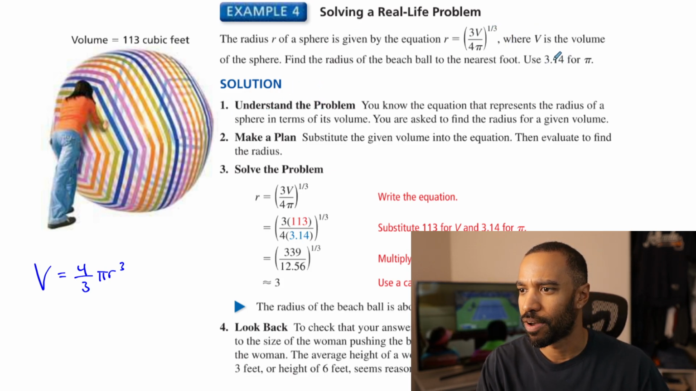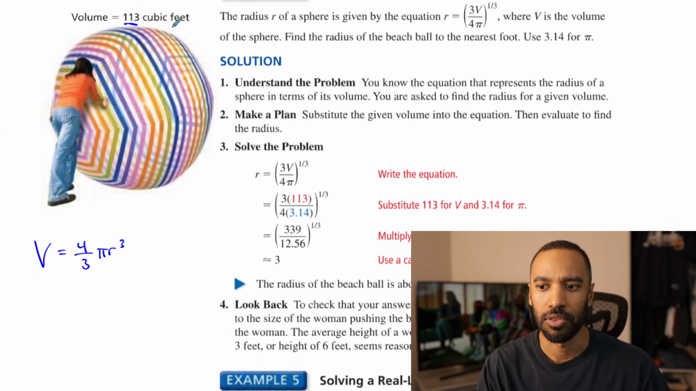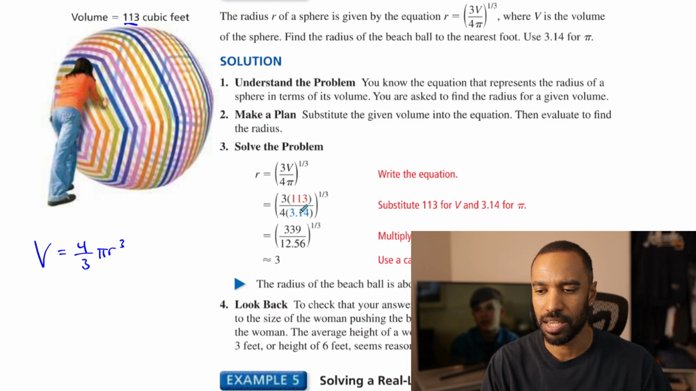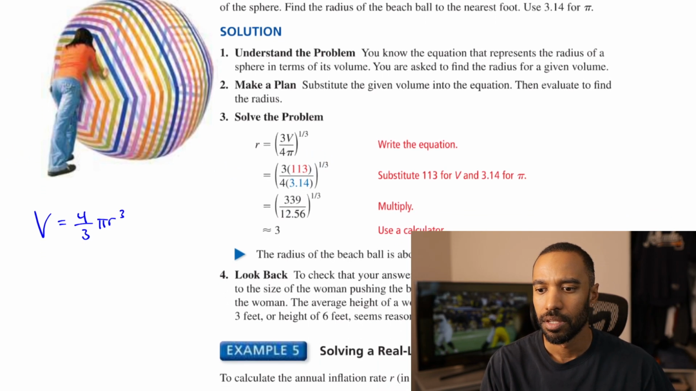V is the volume, find the radius, use 3.14 for pi, which I generally wouldn't do. So volume's 113, substitute that into here, pi is 3.14, evaluate, find your radius, about 3.